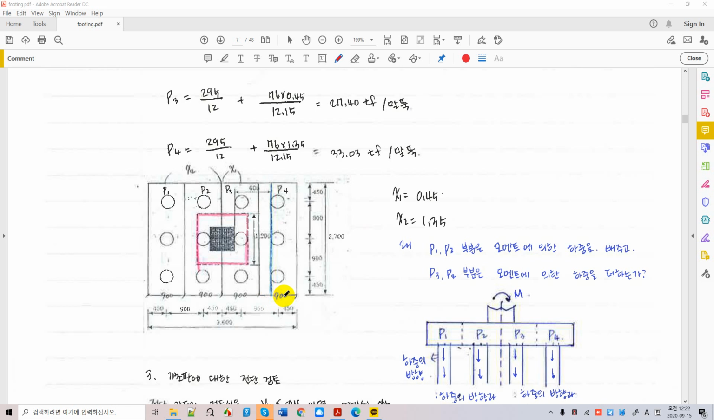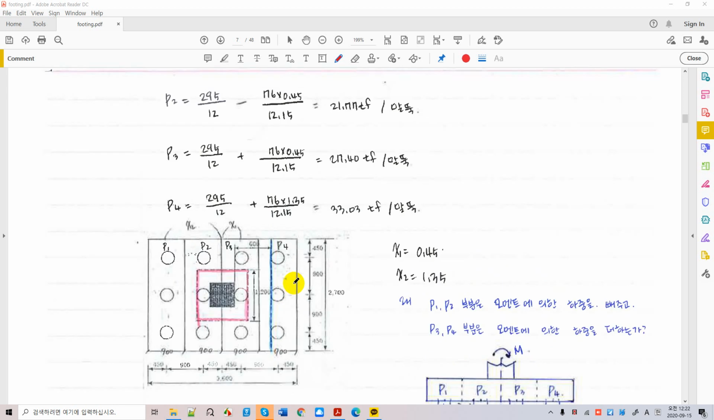So what is the shear force for that? We have three forces, right? One, two, three. Okay, so we just pick up a big number, the biggest number. We can pick up any number, but it makes the design most conservative.